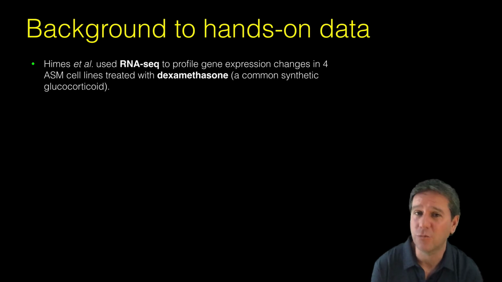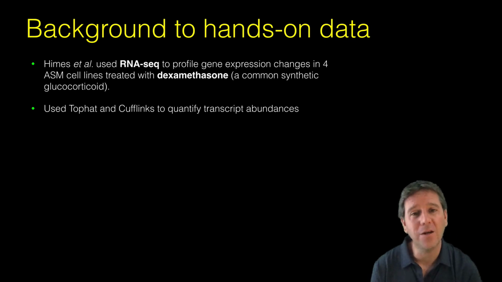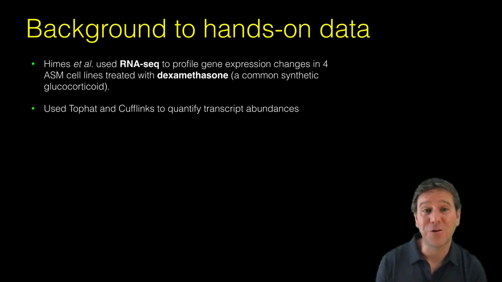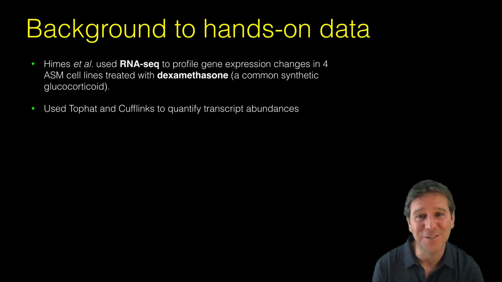set out on this road to try and understand these mechanisms, and they began to use RNA-Seq to profile gene expression changes in 4 ASM cell lines treated with dexamethasone, a common synthetic glucocorticoid used for the treatment of asthma. Now, they used TopHat and Cufflinks to quantify transcript abundances in exactly the same way we did actually in our last hands-on session, where we used Galaxy to coordinate this analysis.